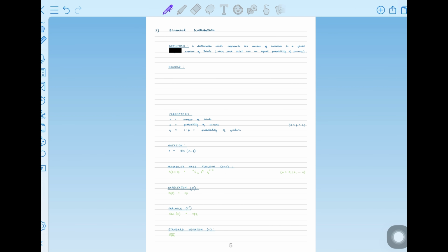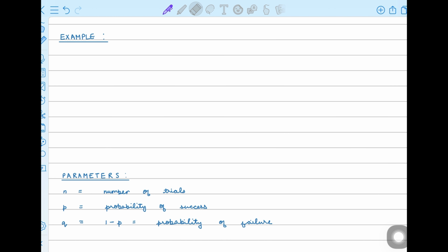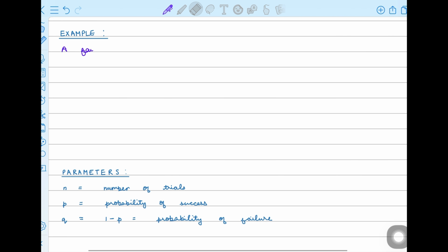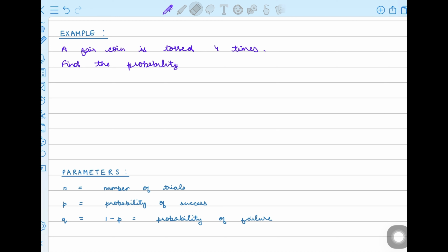Binomial distribution. A binomial distribution represents the number of successes in a fixed number of trials. For example, a fair coin is tossed 4 times. Find the probability of exactly 2 heads.